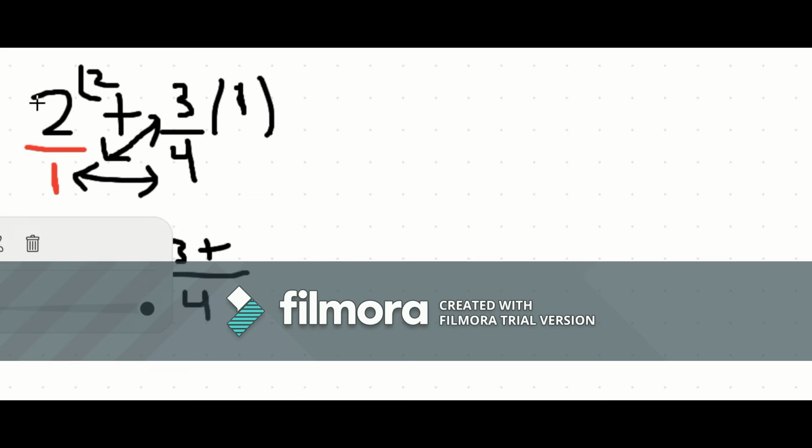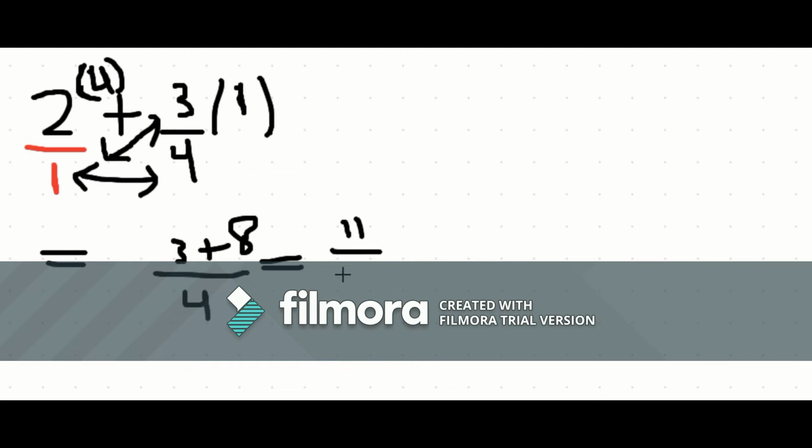Oh, I'm sorry. So 2 times 4, which is 8. So you're going to put that 8 here, and then 3 plus 8 is 11, and divide by 4. So this is your final answer for this mixed number.